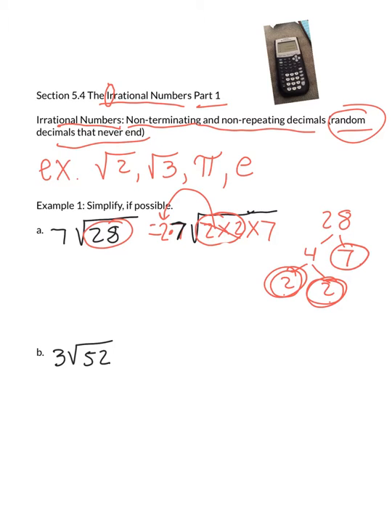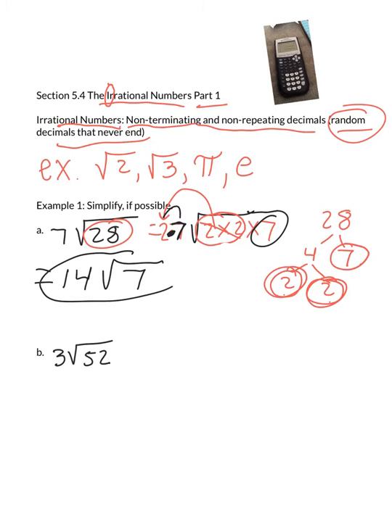And now let's just keep going with the simplifying. So now I have 2 times the 7 in front for 14. Because remember, the dot here is for times. And what's left? What are we stuck with under the square root symbol? Well, we're stuck with a 7 because 7 had no matching pair. So 7 times the square root of 28 simplifies down to 14 times the square root of 7.